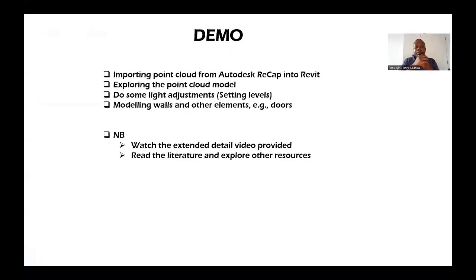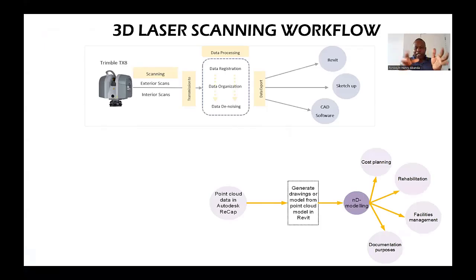So before I move on to this demo, I would like, first of all, to again emphasize this. We are now focusing on our 3D laser scanning, where we said we have to capture the data of the building or property using a 3D laser scanner. And we've seen so many of them. Trimble TX8 is one of them, Faro is one of them, Leica is one of them.